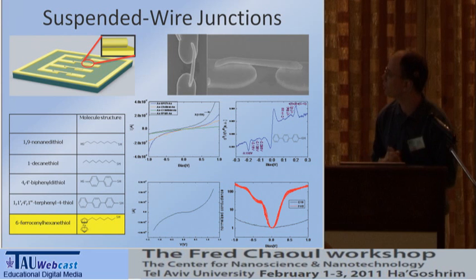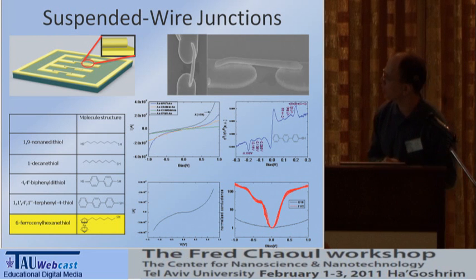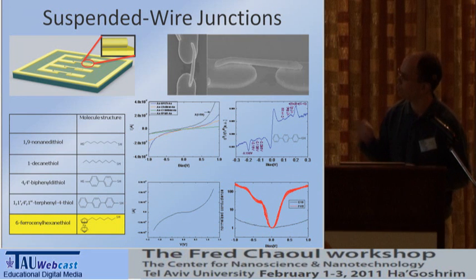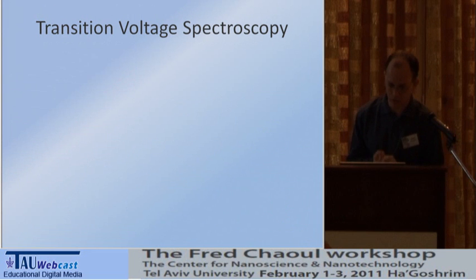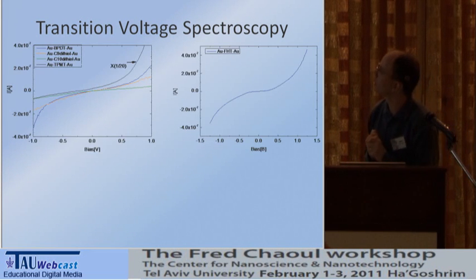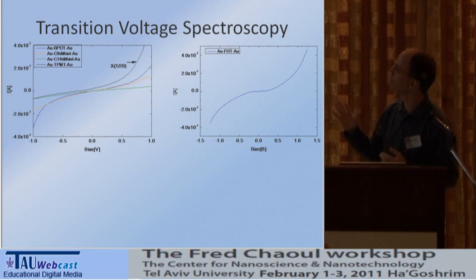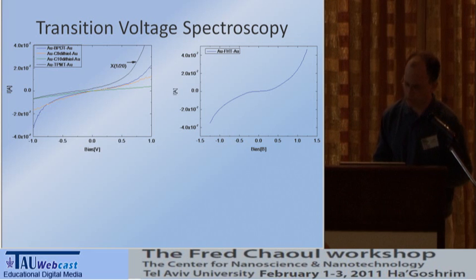Now I present you a different molecule, the 6-ferrocenyl hexanethiol, which you can see in the red curve. There are steps in the function which can be attributed to reduction and oxidation phenomena of the ferrocene unit. I also present the transition voltage spectroscopy. If we look at the IV curve, there is not much difference between the four different molecules and the ferrocene.